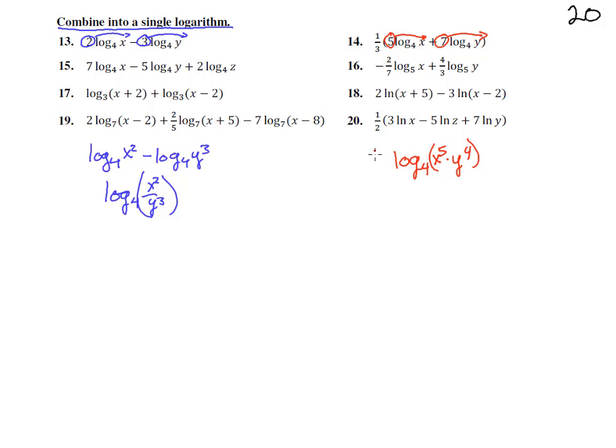And now we've got a 1/3 out in front. So the 1/3 can go up to the top as an exponent. A 1/3 power is a cube root, so we can write it like this: the cube root of x to the 5th times y to the 7th. There we go. Number 15.